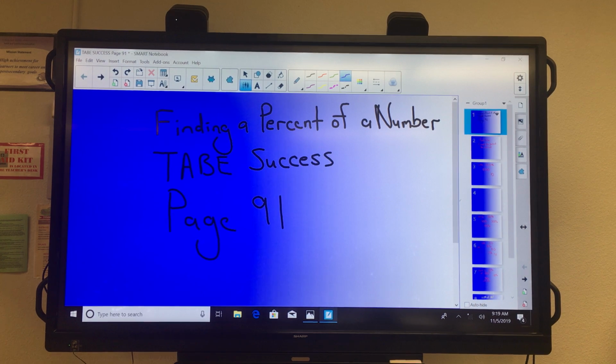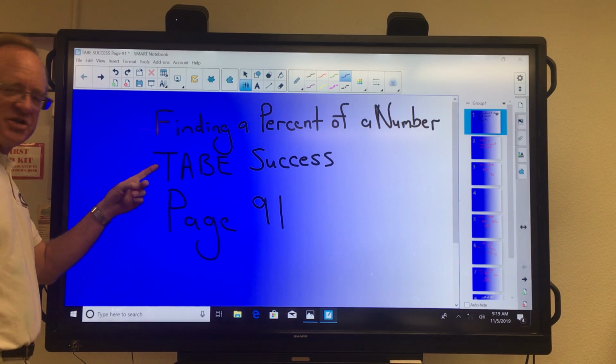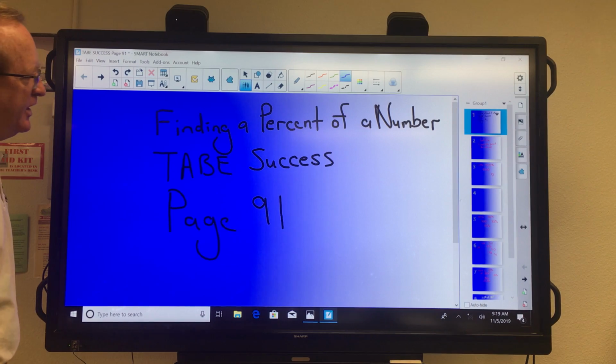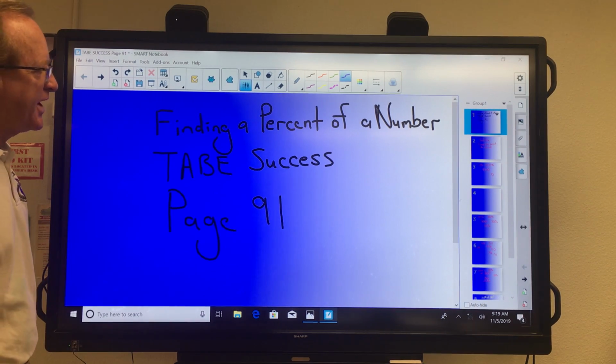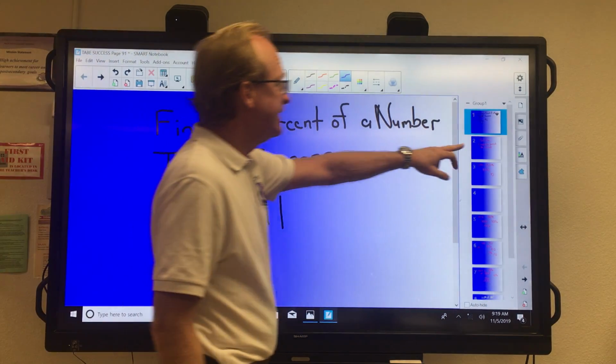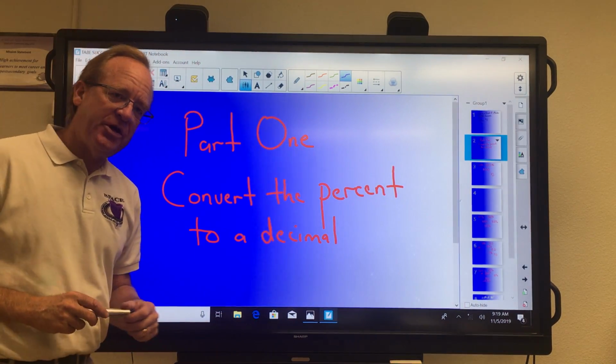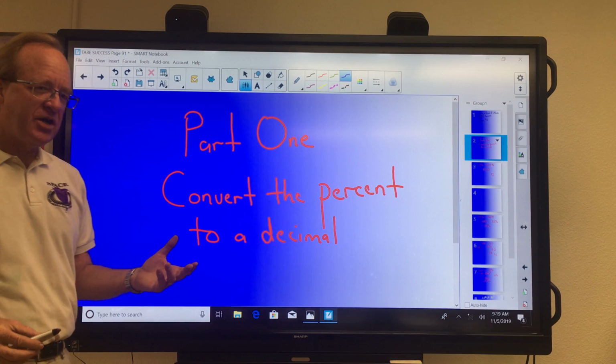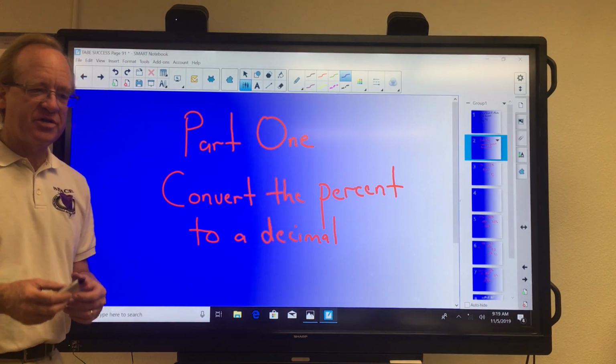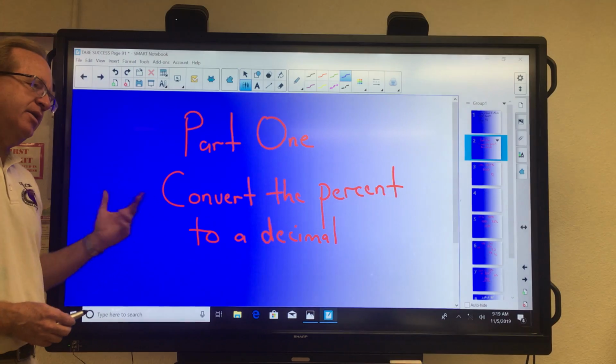All right, so we're working on the TABE Success book, and we're on page 91. And today's lesson, we're going to talk about how to find the percent of a number. So in the text, they show you two different ways you can do it. They show you how to do it with a fraction, and they show you how to do it with a decimal. And today I'm going to show you how to do it with a decimal.